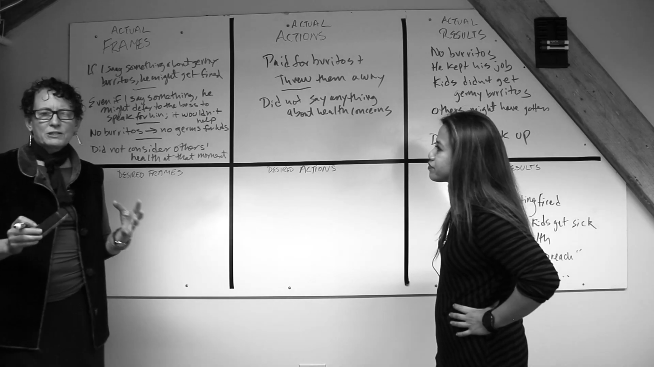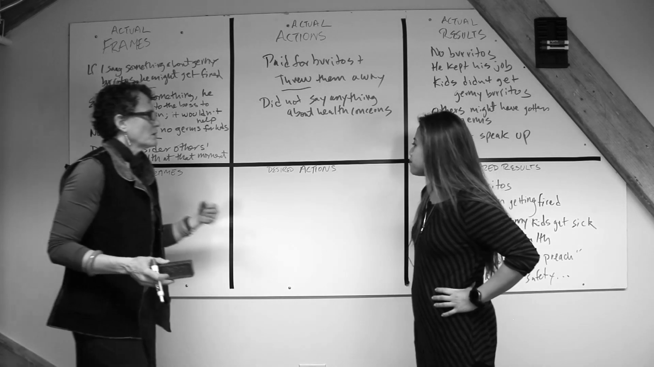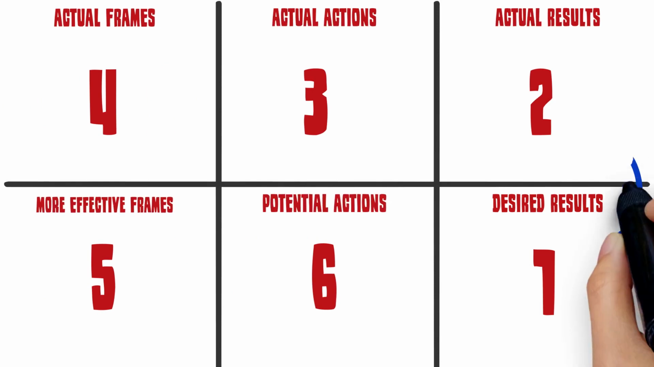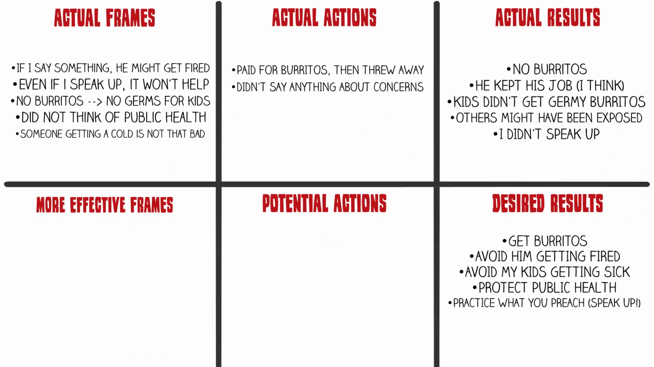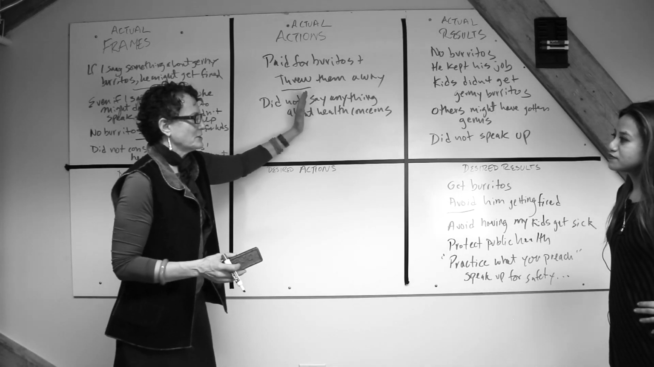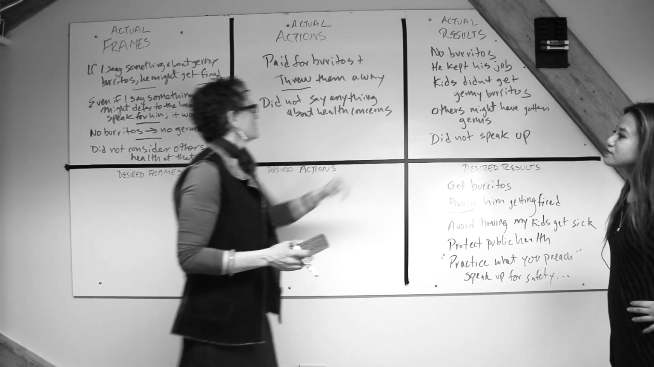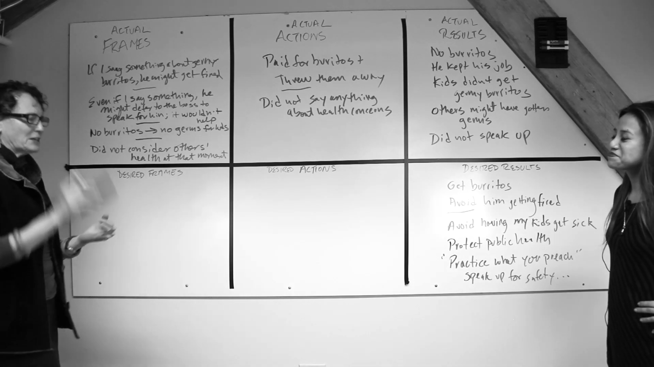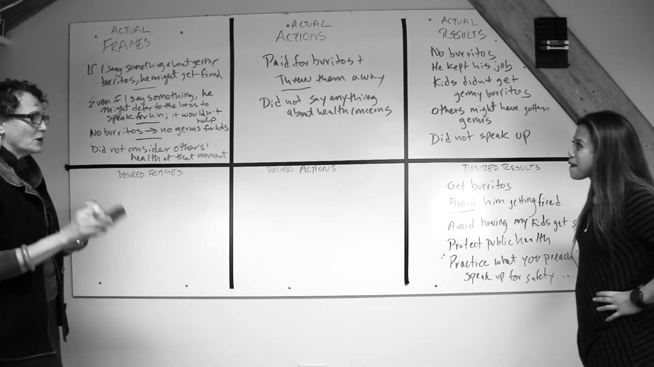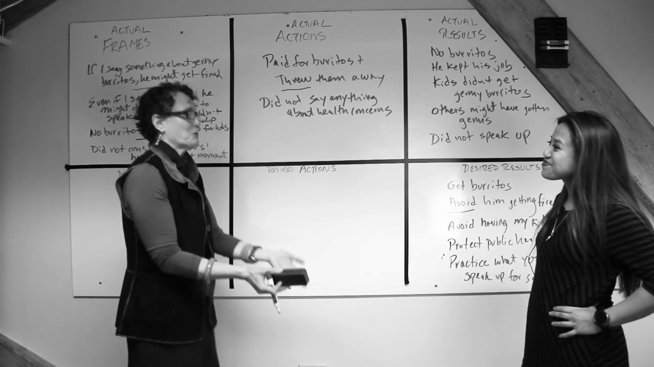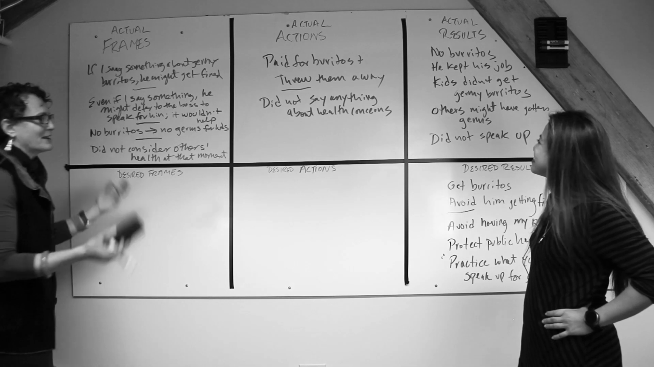Okay. So let me just clarify where we are right now. What we did is we found out what you wanted to have happen, what actually happened, and now we have to some degree reverse engineered the things you were thinking that led you to do what you did or did not do that led to those results. So the mystery here is we've got an expert in speaking up who didn't speak up in a context where she knows how, and actually paid for some food and then threw it away. Yes. So the mystery is, why did that happen?